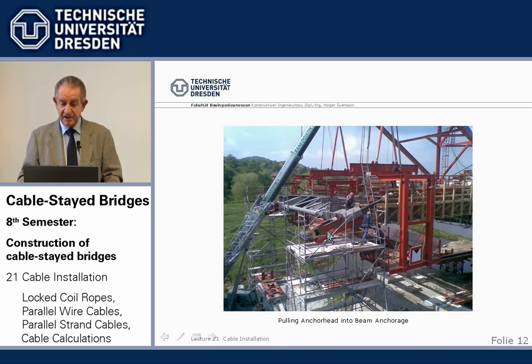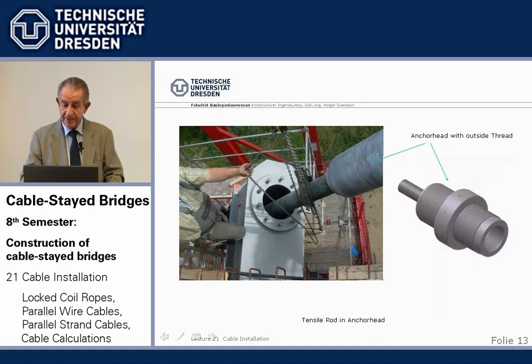We see here the overall picture. We have here the anchor head. The anchor head at the bottom is cylindrical, not a hammerhead. And then we have screwed this tensioning rod into the anchor head, and the tensioning rod continues to the hydraulic jack, which stands on a jack chair.